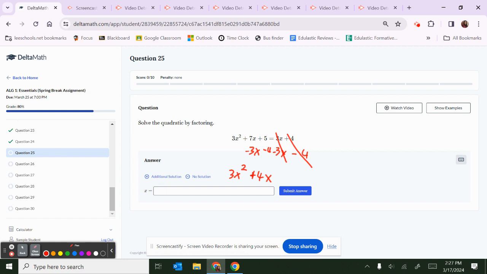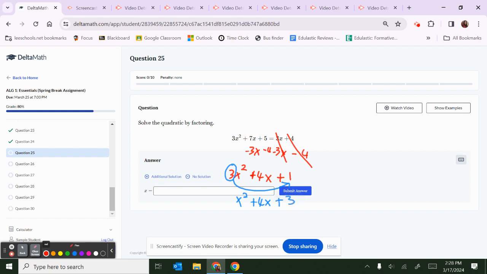And 5 minus 4 is positive 1. Okay? So now I'm going to use slide and divide. That means I'm going to circle my leading coefficient, slide it to the end. All right? The x squared, I'm going to bring it down. The positive 4x, I'm going to bring it down. The 3 and the 1, I'm going to multiply to get 3.